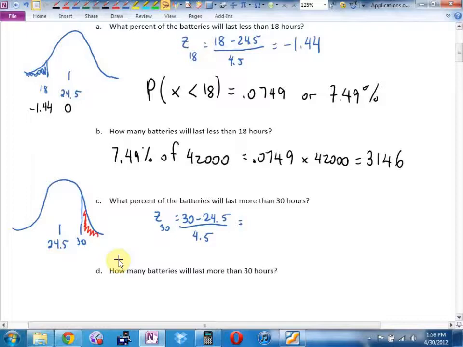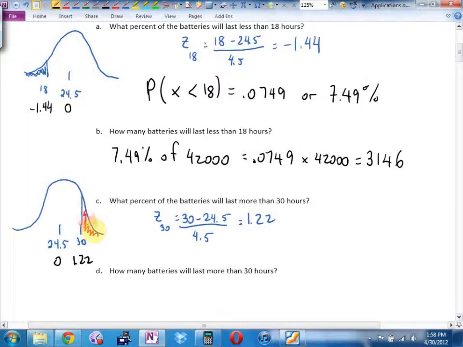Should it be positive? Are we above the mean? Yeah, this should be positive. 1.22? Yes? Anyone else? So here's what we're saying. A 30 right there is the same as having a 0 for your mean and a 1.22 right there. I want to get this area.